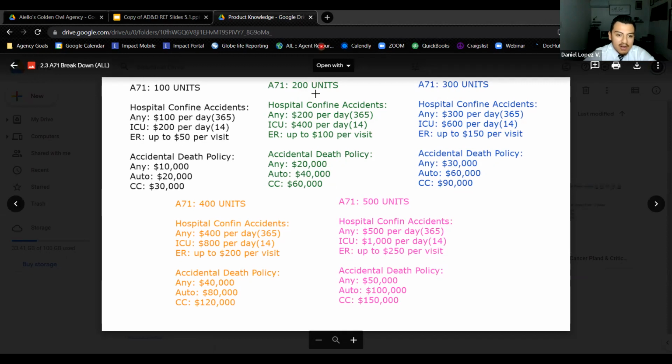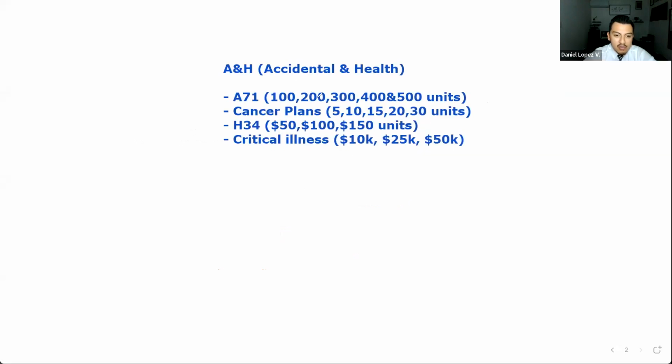Depending on the units that you want to provide to them, you're able to provide between 100, 200, 300, and 400. Now, keep in mind that the 100 unit one, this is the A71s. You can sell the A71s by themselves. So if someone just wants to buy a cancer plan, they can absolutely do that. If they want to just buy an H34, an H71, or critical illness, they can do that. They do not need to buy life insurance to get an accidental and health plan. Okay, but we usually combine them.